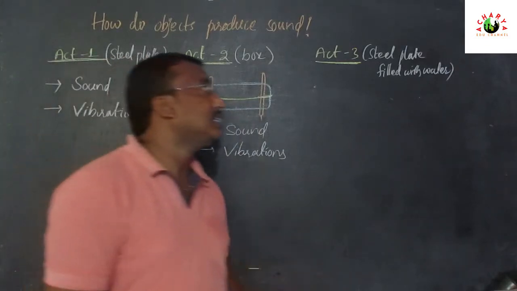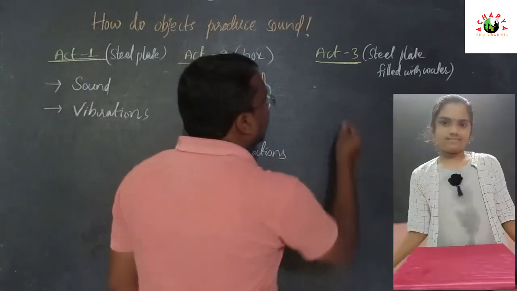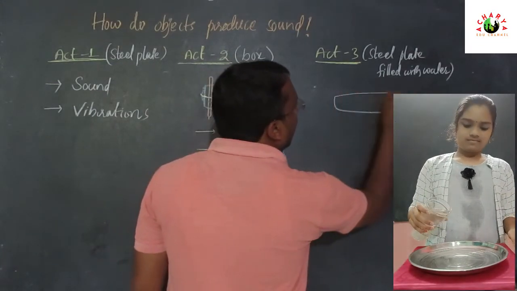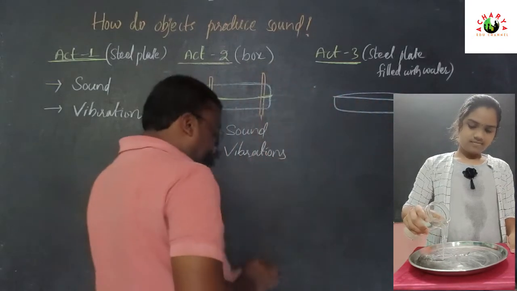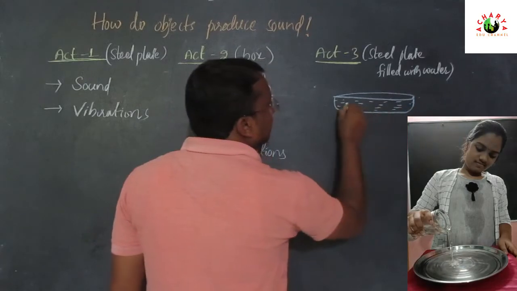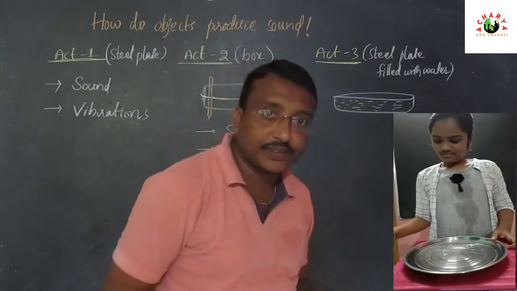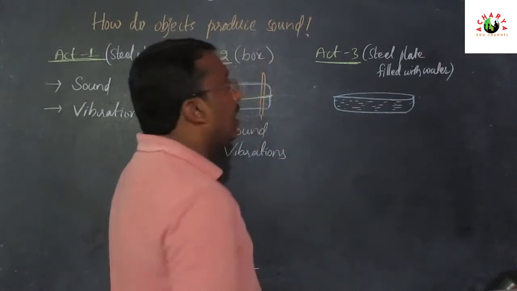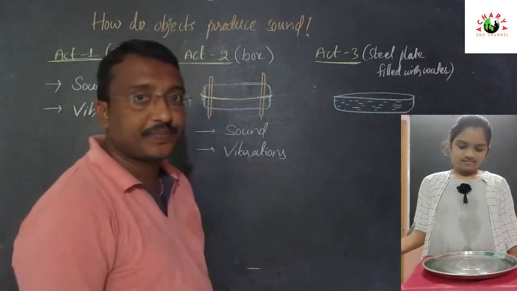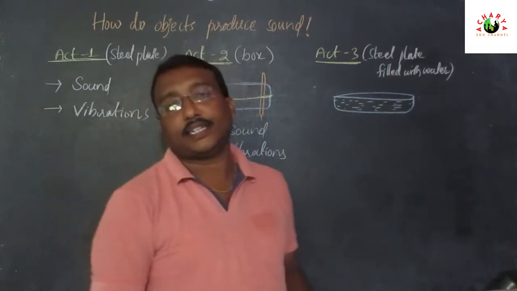This activity is a steel plate filled with water. Take a steel plate and fill it with water. Let's wait until the water settles, then take a spoon and hit the rim of the plate.